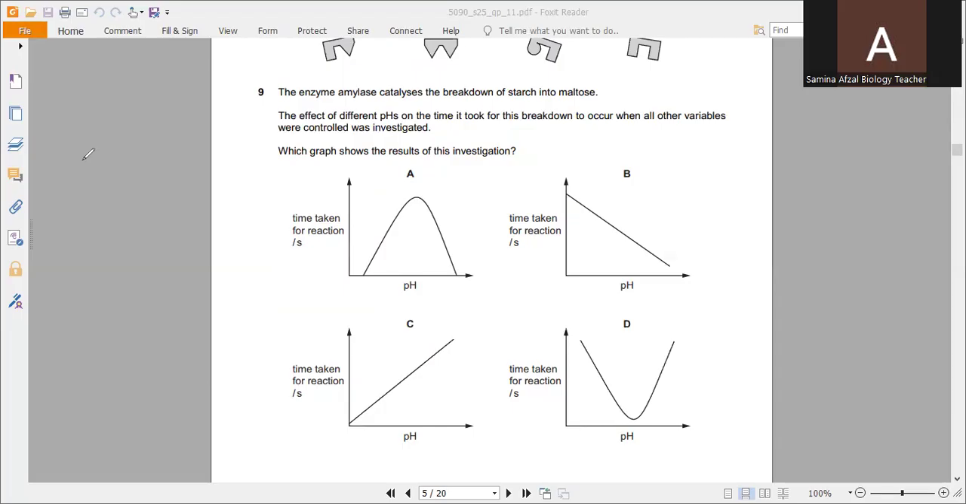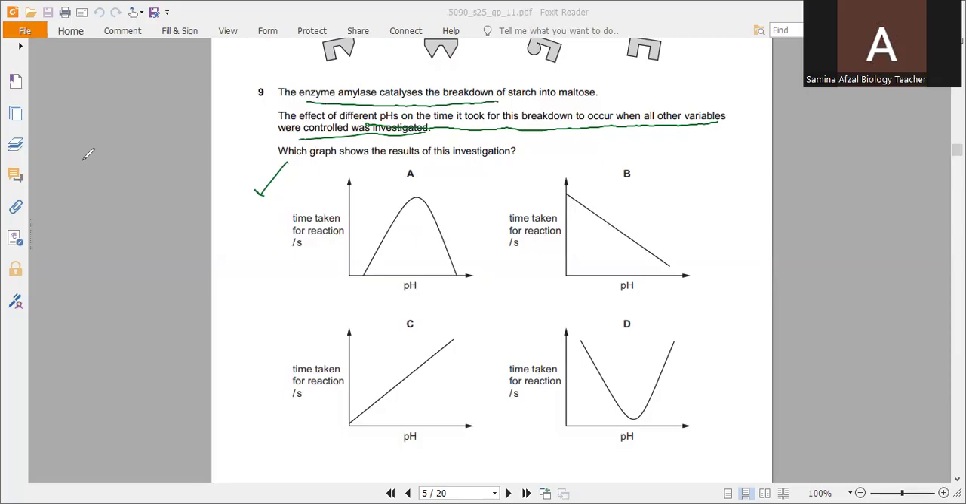And which graph shows the results of the investigation? Time taken for reaction. So the effect of different pH on the time it took for the breakdown to occur when all other variables were controlled. So pH is on the x-axis, and on the y-axis, time taken for reaction. So the enzyme amylase catalyzes the breakdown.